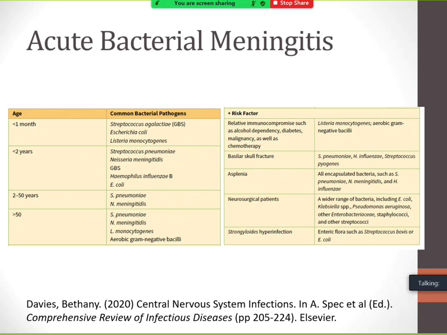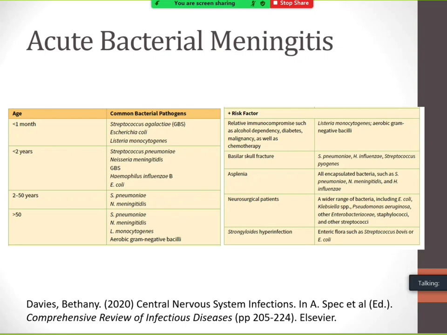Age of the patient always should play into it because that's going to determine what you're worried about. So certainly very young neonates and infants, you're worried about group B strep, E. coli, listeria. Once you get to adulthood, it's really strep pneumo and Neisseria, the two main players. Over 50 or some sort of immunodeficiency, you might worry about listeria.